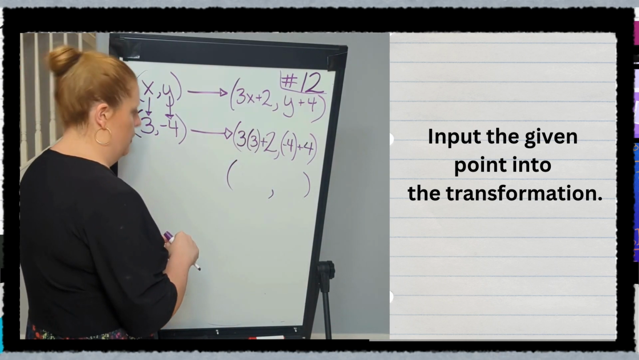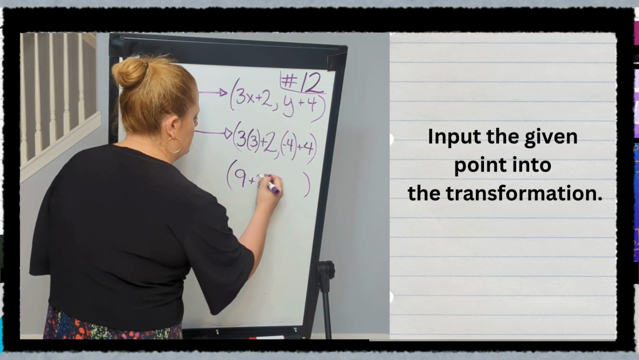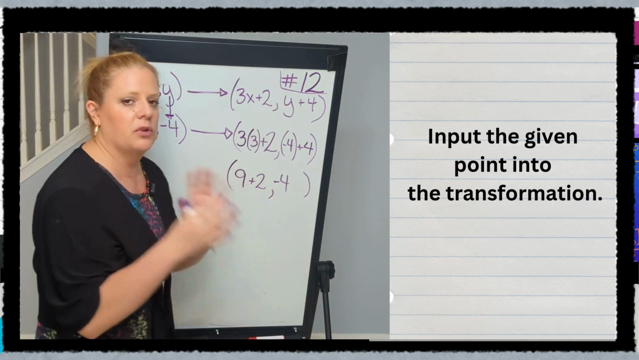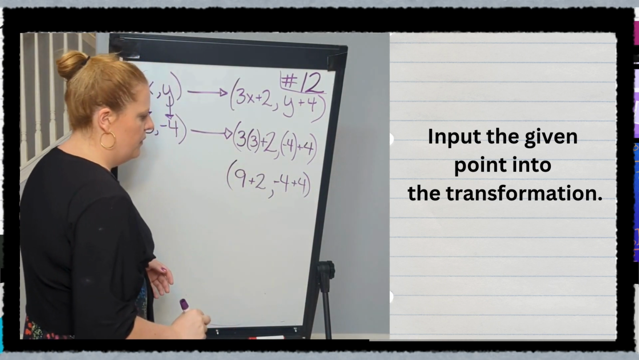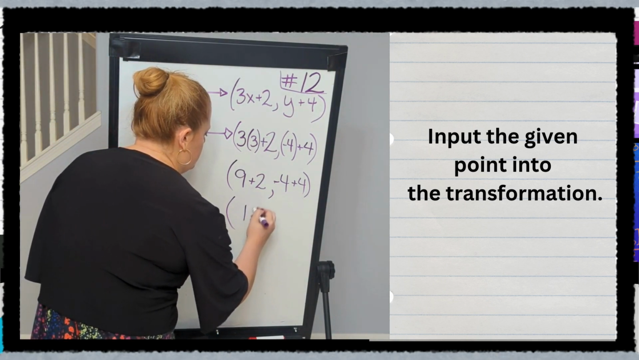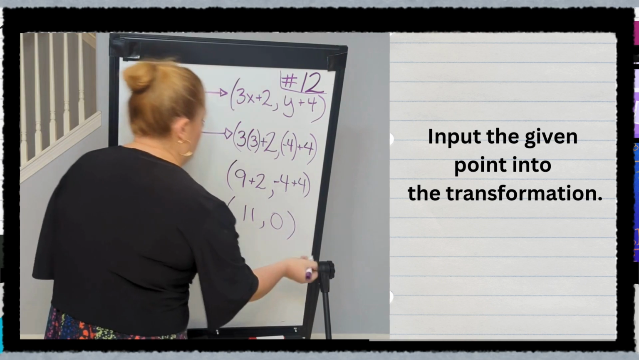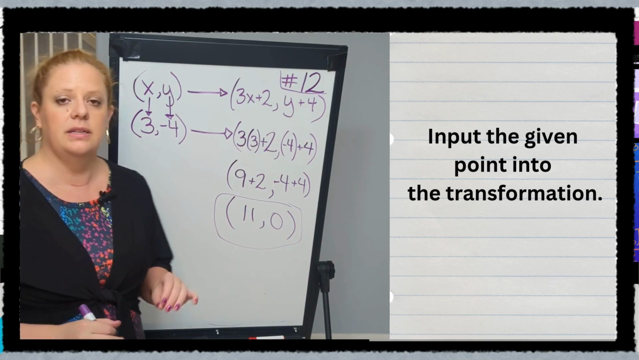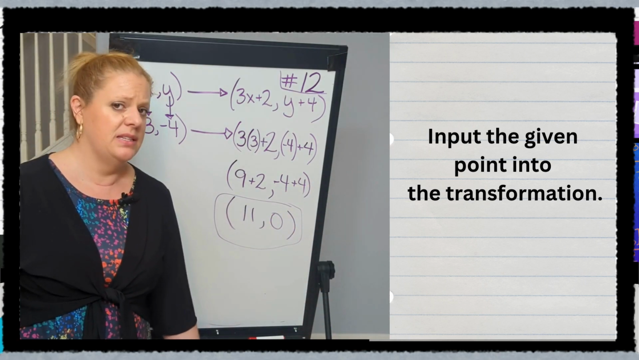We don't have any. Multiply. So 3 times 3 is 9 plus 2. Negative 4 is just negative 4. There's nothing being multiplied by it or divided. Plus 4. Now we go to add, subtract. So 9 plus 2 is 11. Negative 4 plus 4 is 0. The new point after the transformation is (11, 0). That's it. It's actually pretty easy.